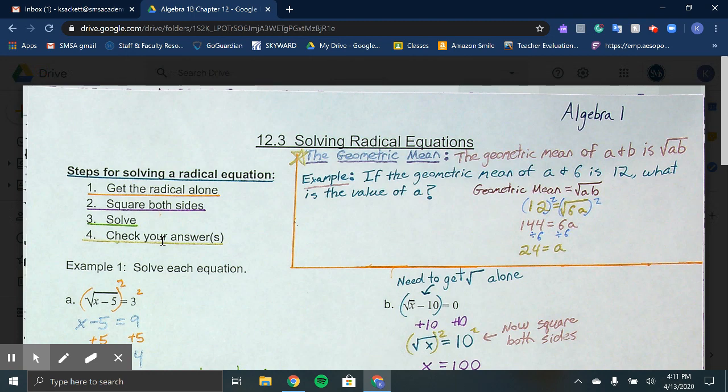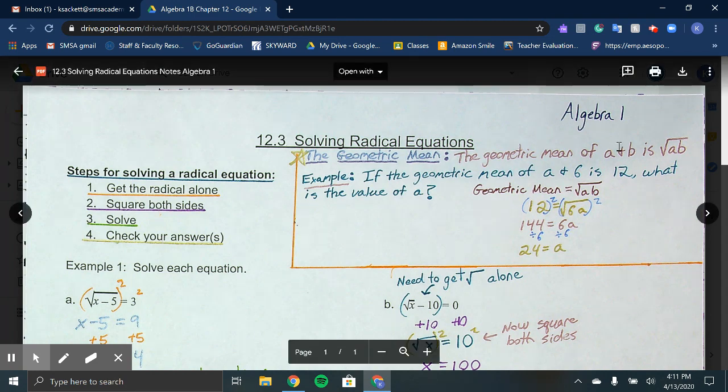Then the last piece, which is not as big of a concept, but it shows up in some of your practice problems and next year in geometry, is the idea of a geometric mean. So if we think of a geometric mean of two numbers, if we just call them a and b, the way we figure out the geometric mean is the square root of a times b.